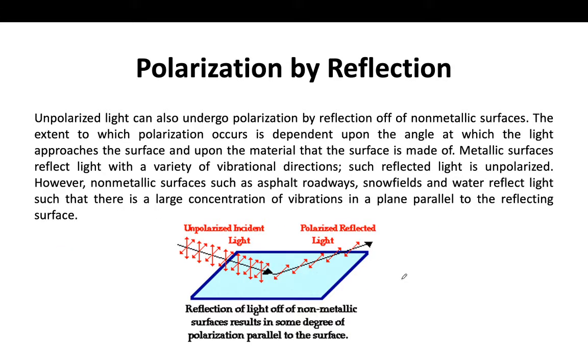Now the second method is polarization by reflection. So what is polarization by reflection? Unpolarized light can also undergo polarization by reflection from a non-metallic surface. The extent to which polarization occurs is dependent upon the angle at which the light approaches.